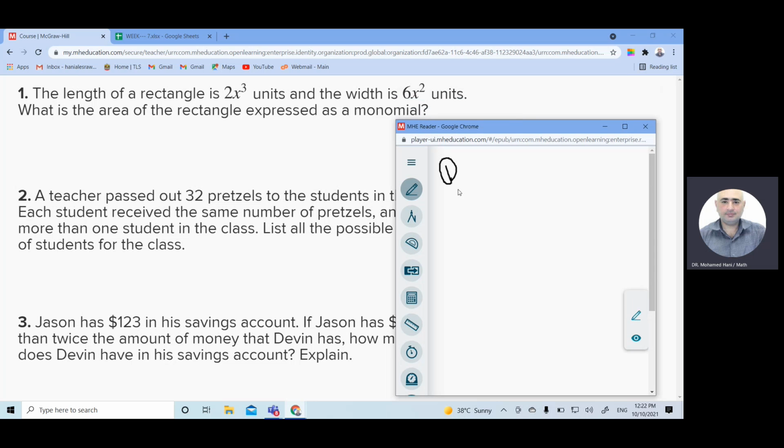Who can tell me what is the area of the rectangle? A means the area, which equals length times width. What is the length? The length of the rectangle is 2x cubed. So we can write here the substitution: 2x cubed times what is the width? 6x squared.